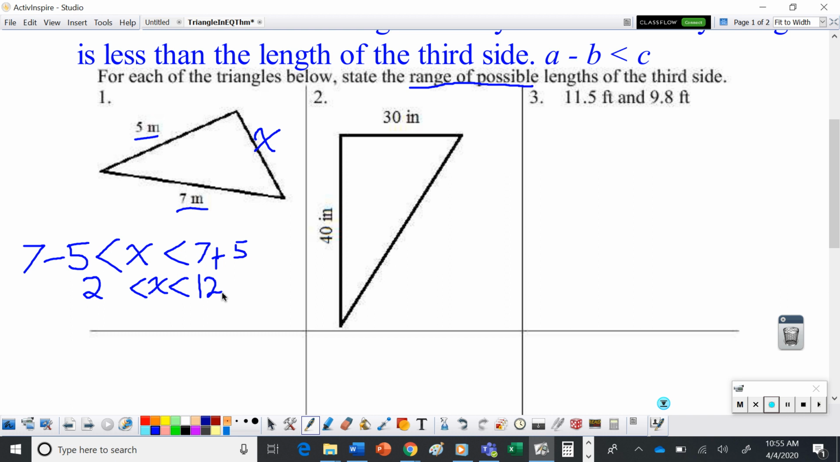Now, one little detail here that's really important, guys. Don't forget units, because there's a big difference between meters and feet and inches and miles, and we want to make sure we use the right units at the right time. So that third side, x, has to be between 2 meters and 12 meters. Now, it's important to note it's not less than or equal to. It's just less than on both of those. So it can't be 2 and it can't be 12. It has to be somewhere between those values.